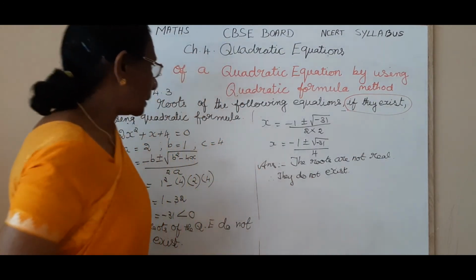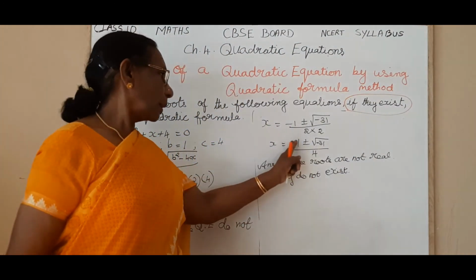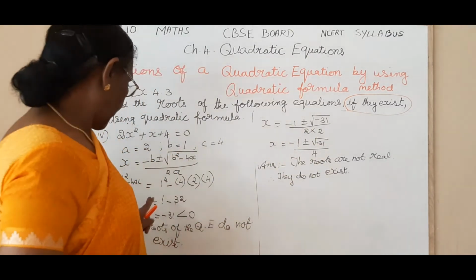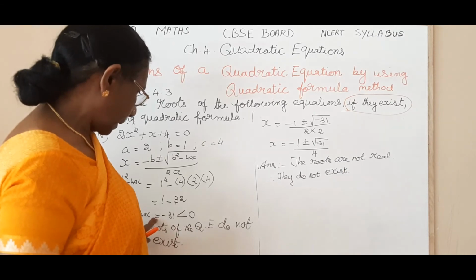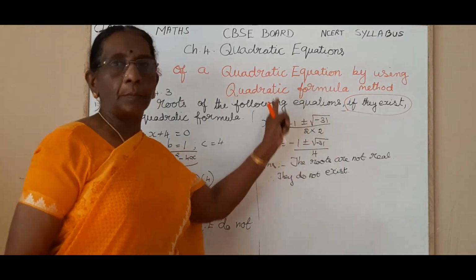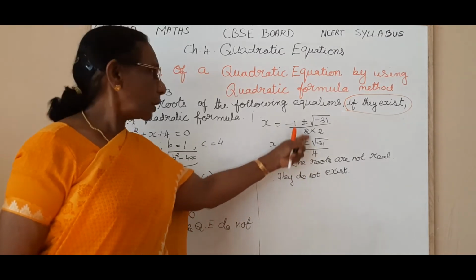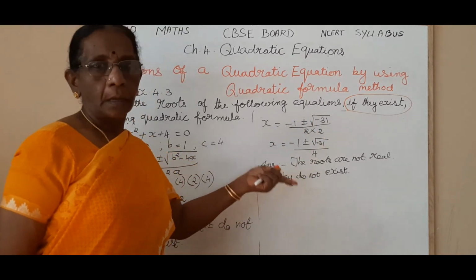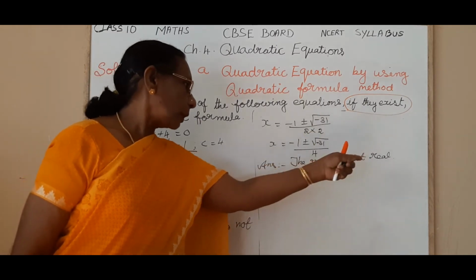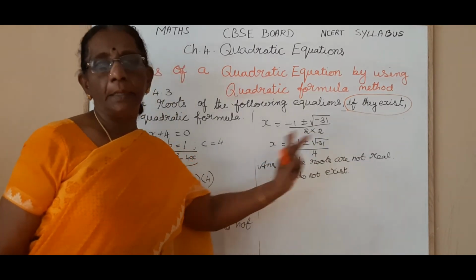Have you understood, children? Here we are getting minus plus or minus root of minus 31 because the value of b square minus 4ac is minus 31. So they are not real numbers. We cannot say it is an irrational number. Therefore, you write the answer: the roots are not real. Therefore, they do not exist.